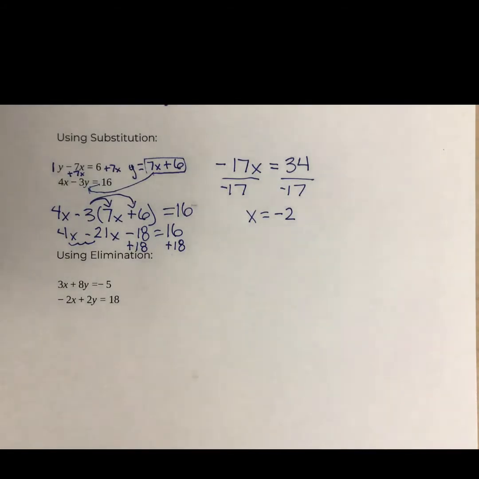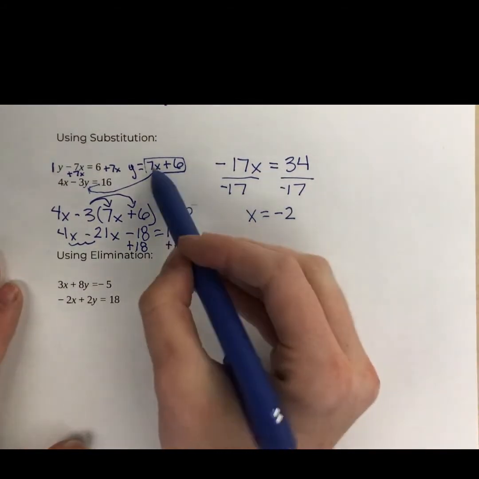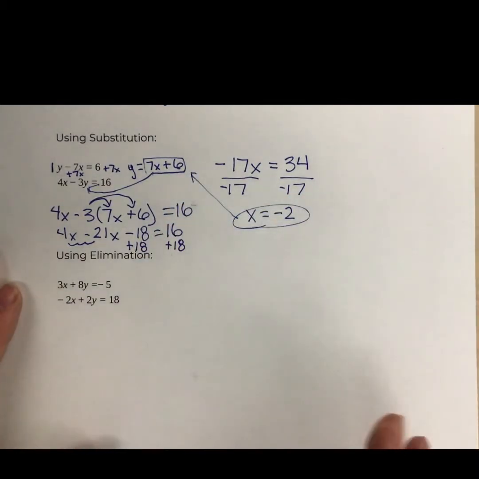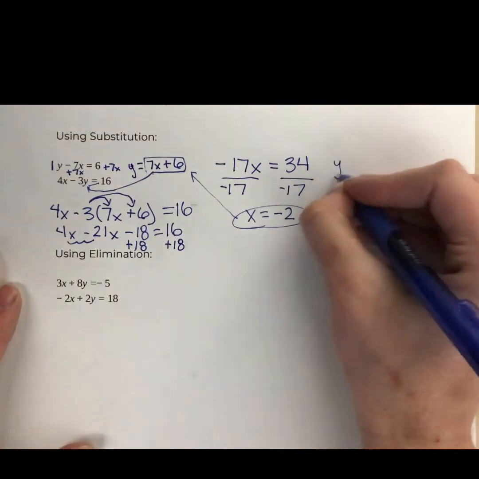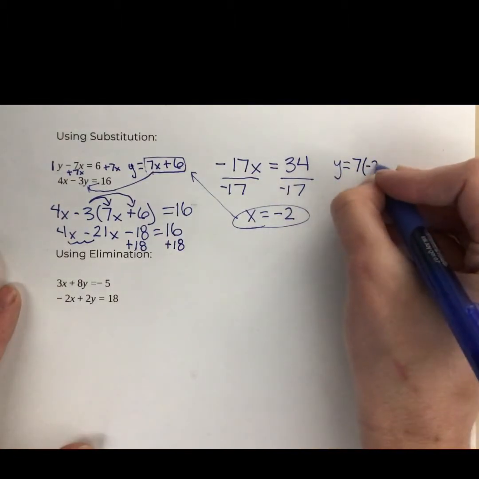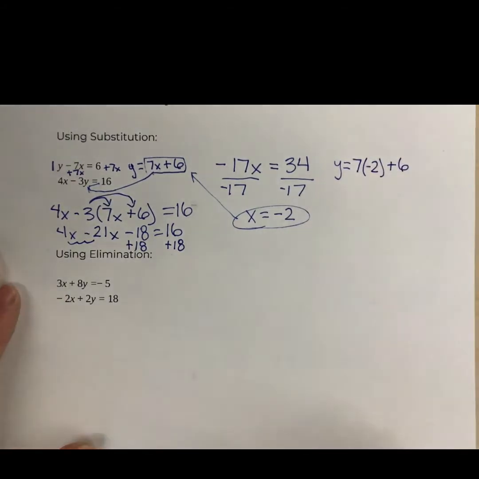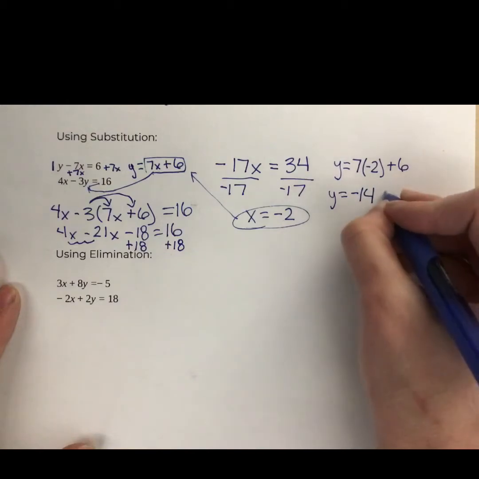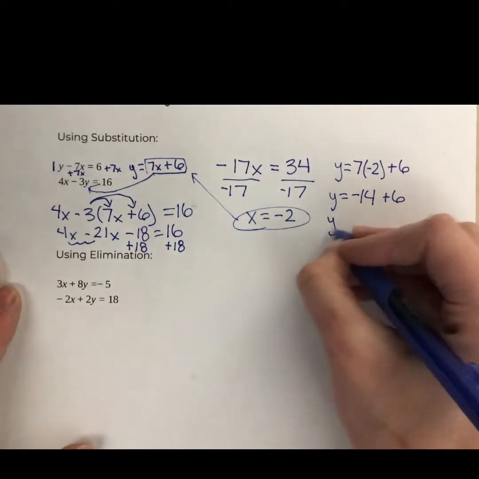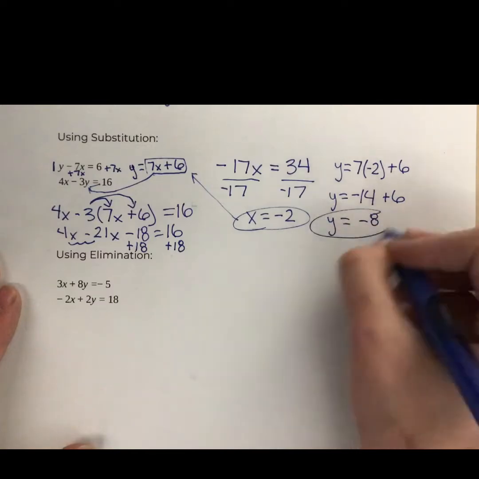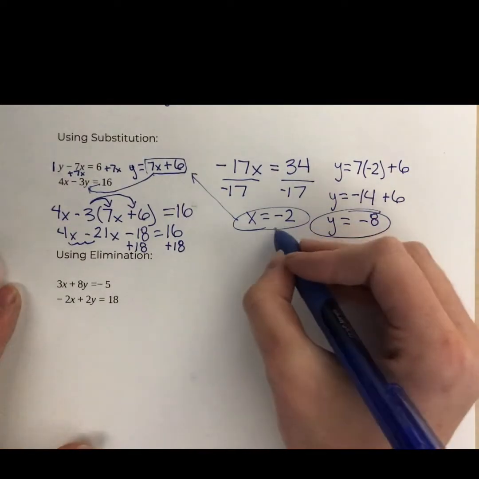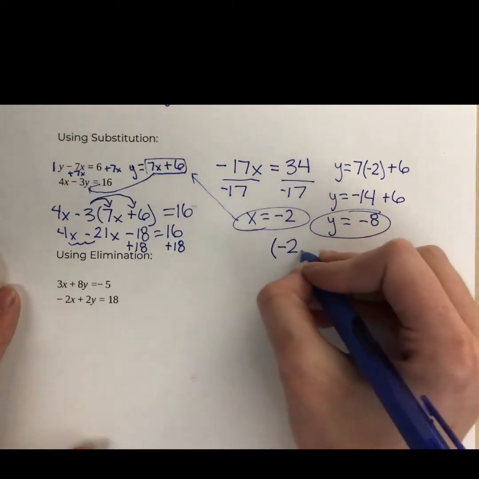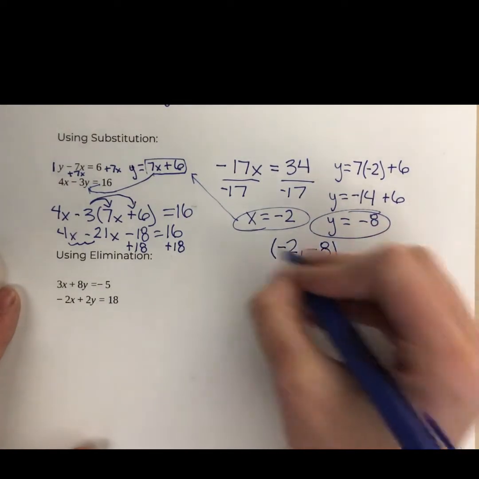Now that I've found what x is, I can take negative 2 and plug it in for the x up here in this equation that I already have y all by itself for. So I have y equals 7 times negative 2 plus 6. Multiplying 7 and negative 2 would give me negative 14 plus 6. So y equals negative 8. So you can either write this as x equals negative 2, y equals negative 8, or you can write your final answer as an ordered pair, (-2, -8).